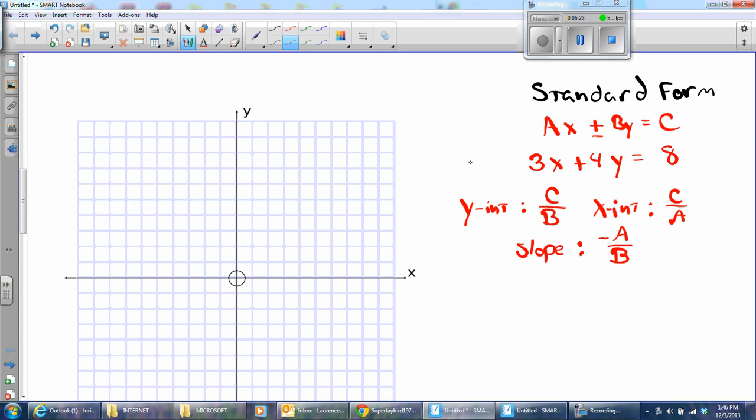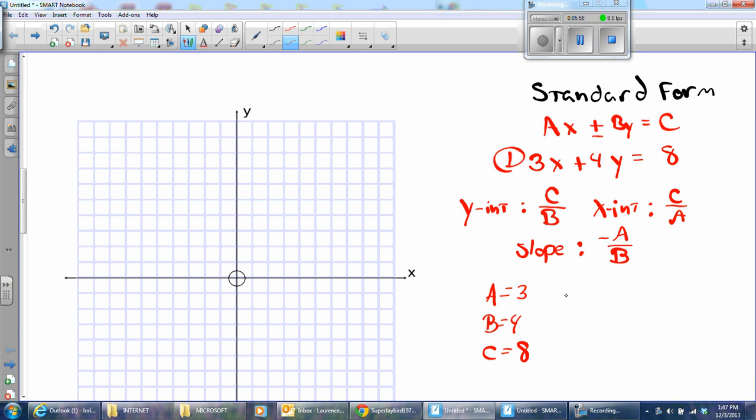So when I have an equation like 3x plus 4y equals 8, and I know that A equals 3, B equals 4, and C equals 8, I'm going to use two of those three to make my graph. Now, right off the bat, I don't think I'm going to use the x-intercept. Why do you think that is, Alex? Why don't you think I want to use the x-intercept? Well, hopefully you said 8 divided by 3 isn't a whole number, and it's a little more challenging to graph.